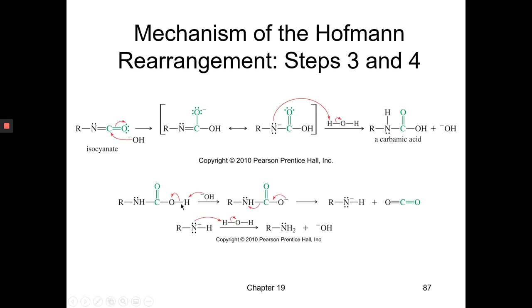And so the next step is deprotonation and elimination of carbon dioxide, which will react with hydroxide to form carbonate. And then our negatively charged nitrogen picks up an H from water, and we obtain our primary amine with 1 carbon fewer than what we started with.